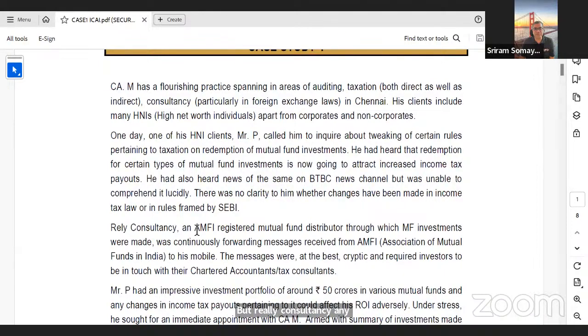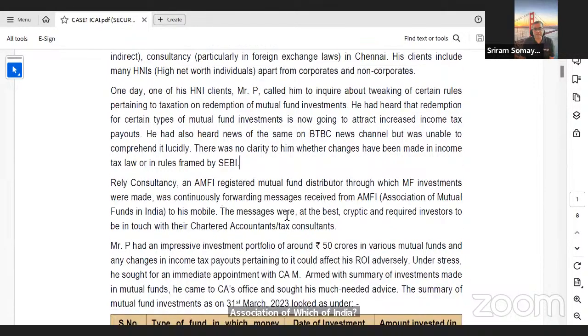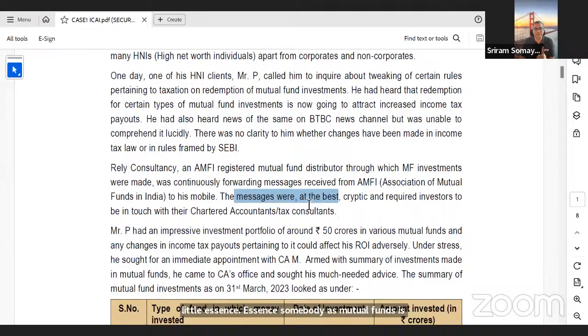Relay Consultancy, an AMFI. What is AMFI? Association of Mutual Funds of India. Registered mutual fund distributor through which mutual fund investments were made, was continuously forwarding messages received from AMFI on his mobile. The messages were at best cryptic, meaning confusing, and required investors to be in touch with their CA or tax consultants. All this so far is only story. There is actually very little essence. Essence is somebody has mutual funds, he is looking to redeem them and he has some tax issues on them. That is a one-line summary of the entire 3 paragraphs we've read.